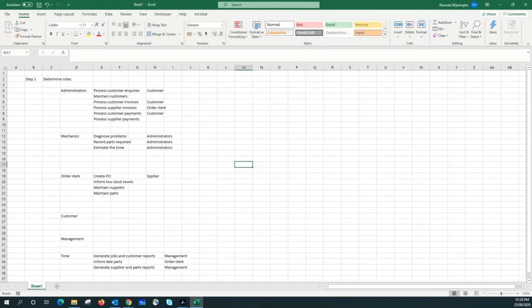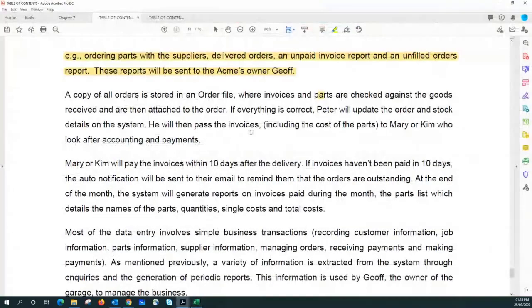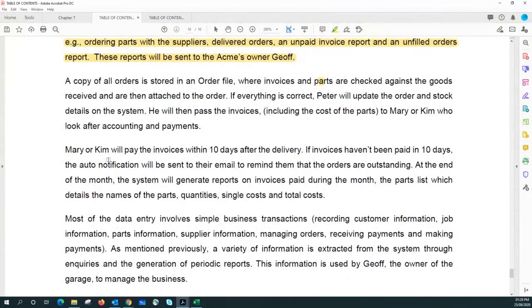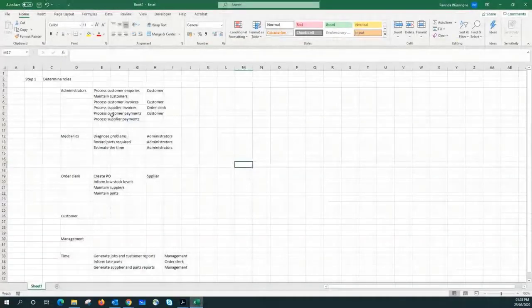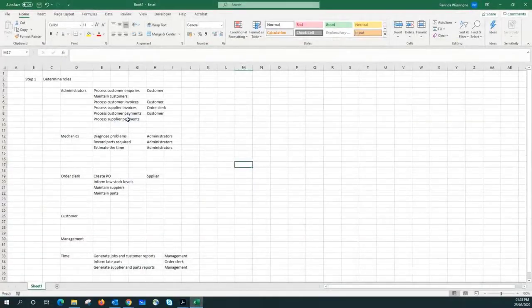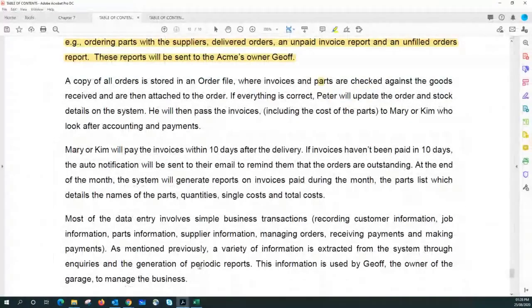So I just put it like that. So that is what we mean by this sentence. And then it says Mary or Kim will pay the invoices within 10 days, right? So I think we have some payment, right? Yeah. So this payment process is handled by the administrator. So we already recognize that.